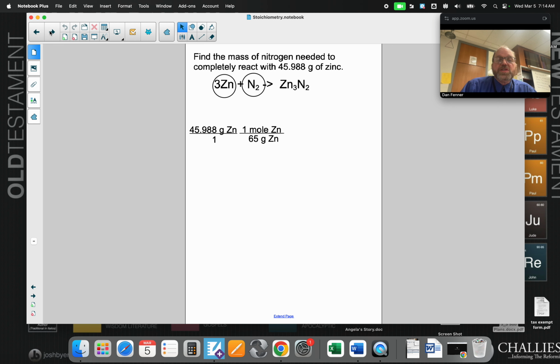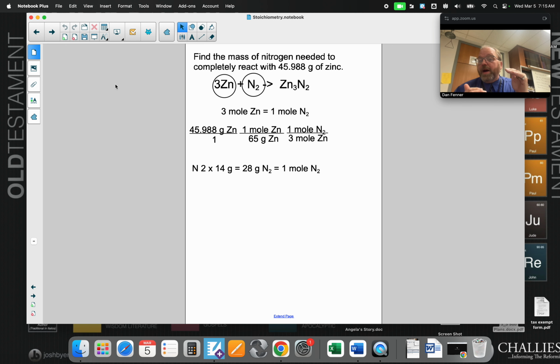So what's the molar relationship here? 3 moles of zinc is equal to 1 mole of N2. So in order to get zinc crossed out, zinc has to go on the bottom and nitrogen has to go on top. We're going to put 1 mole of N2 over 3 moles of zinc. And I'm asking for mass. There are 2 atoms in N2, so 2 times 14 is 28 grams of N2 is 1 mole. We want to get rid of moles, so moles go on the bottom, grams go on top.